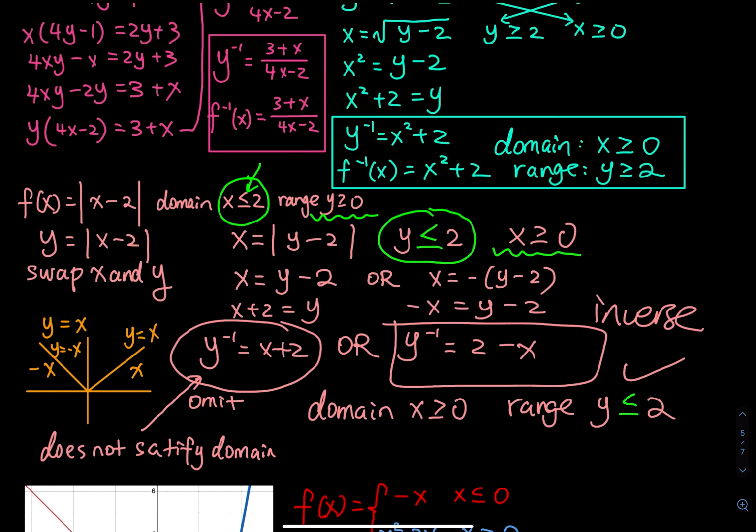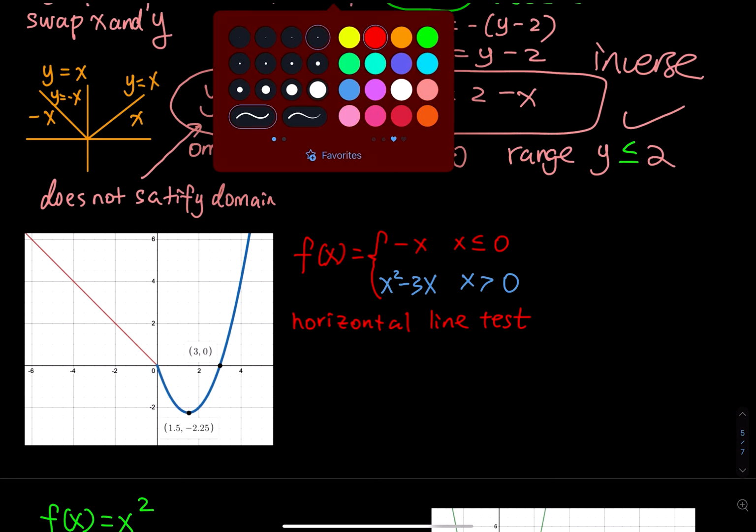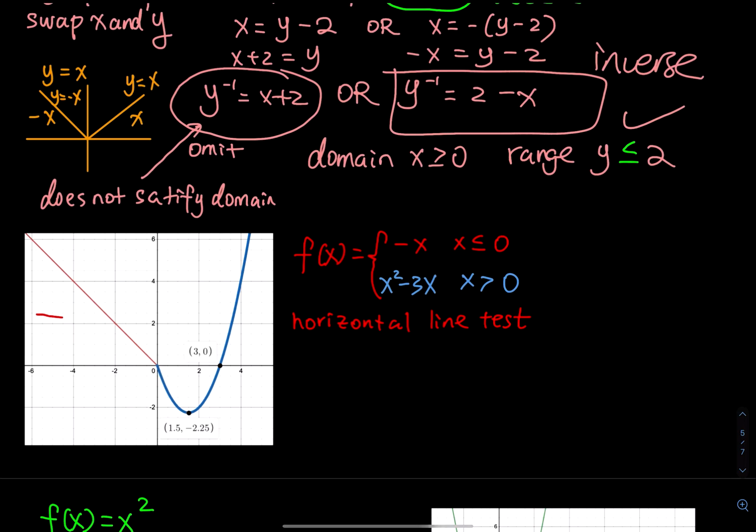You have to check this at the end, and that's why I picked a function involving absolute value. And then the problem can be a piecewise function. This is easy. For most piecewise functions, when you draw a horizontal line, using the horizontal line test, you have two intersections. So the horizontal line test basically fails. So this piecewise function has no inverse function.